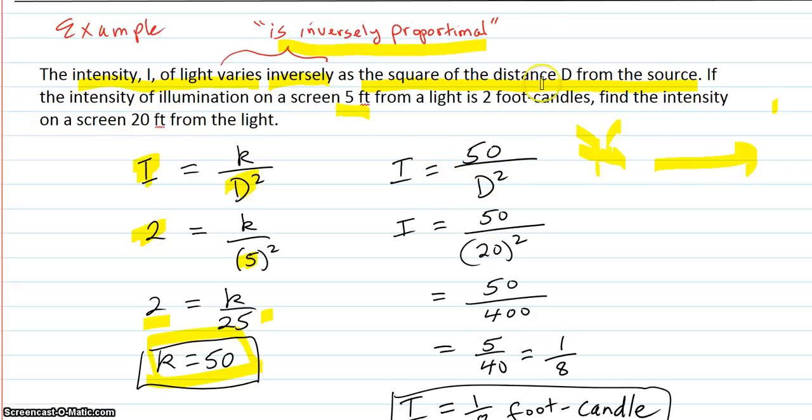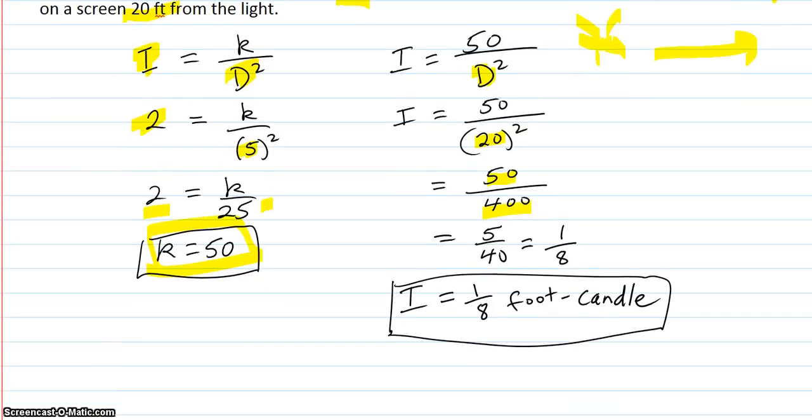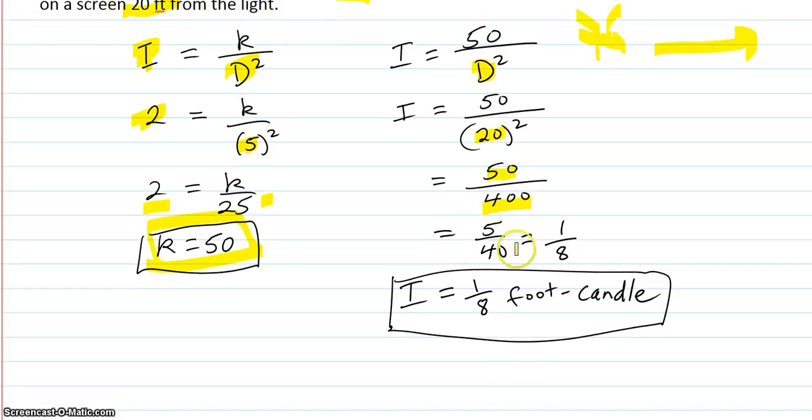They want to know now, find the intensity when you're 20 feet from the light. So that's 20 down here for the d. You square that, and it's 50 over 400, which reduces to 5 over 40, which reduces to 1/8, or you could say 0.125. Anyway, the intensity is 1/8 foot candle. So the farther you are away, the less the intensity. That's an inverse relationship.